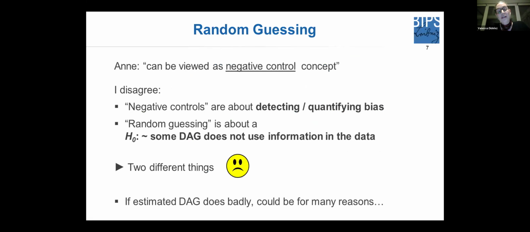When a method does badly, we don't know why it does badly. It's not necessarily bias, I think. It could be that the assumptions are violated, which maybe in a way is bias, but we don't really know why it does badly.